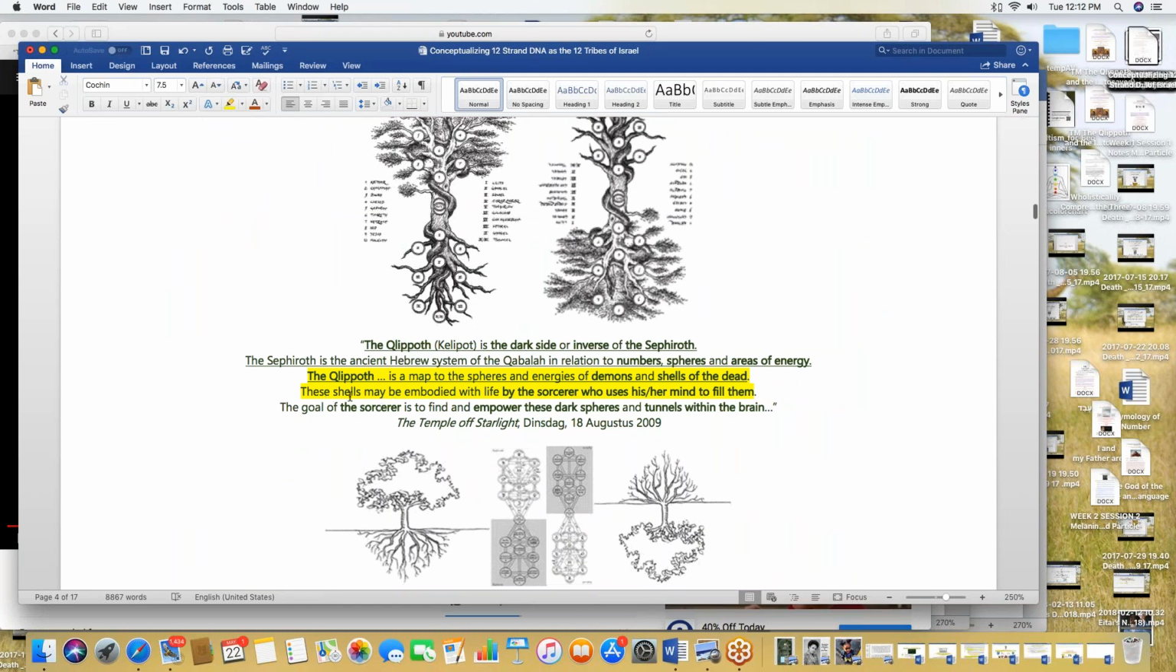These shells may be embodied with light by whom? The sorcerer. That's you. You're the magician. You're the sorcerer. You're the resurrector. You're the Christ. You're the Messiah. You're Yahuwah. Are you all with me? Who uses his mind or his consciousness or his attention to fill them. The goal of the sorcerer is to find and empower these dark spheres and tunnels within the brain.